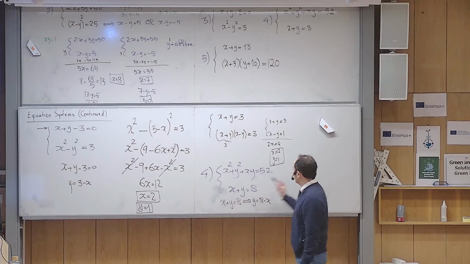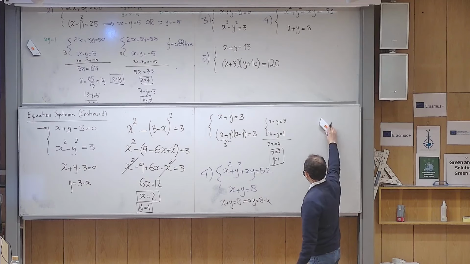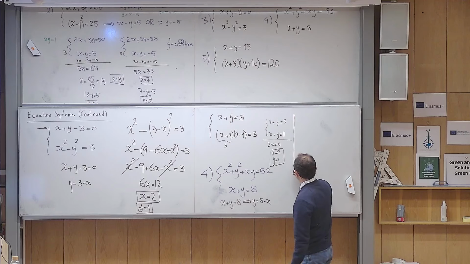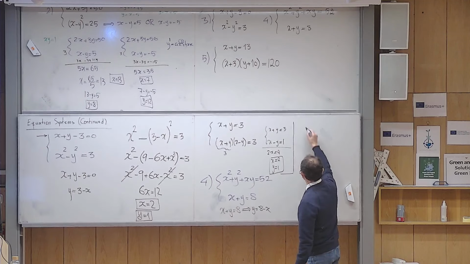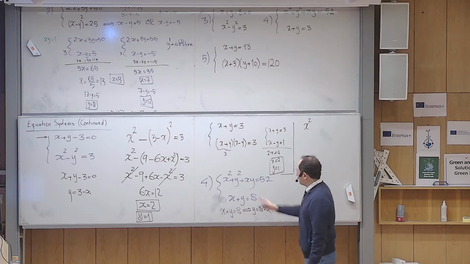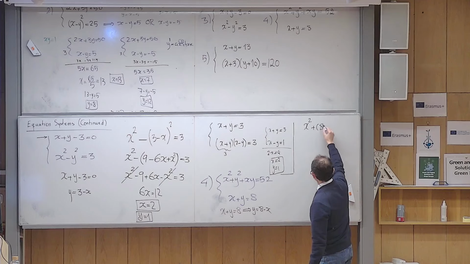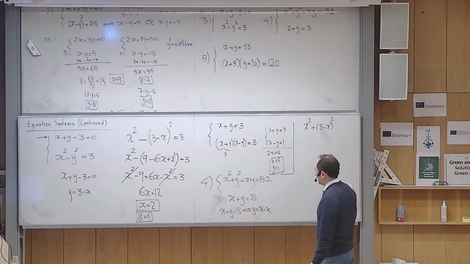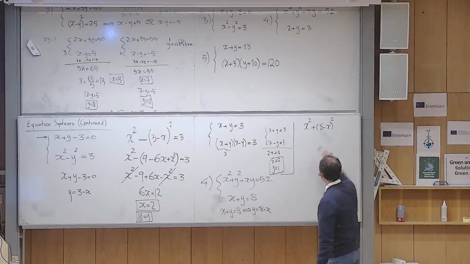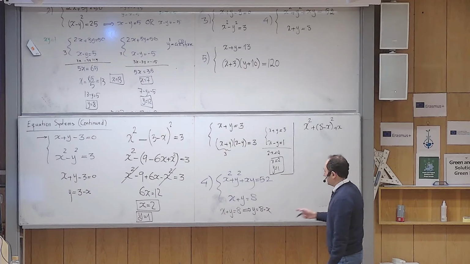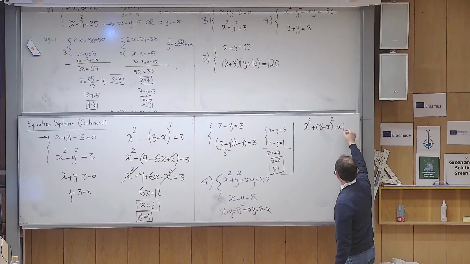So x squared is still x squared. Let me write from here. x squared is still x squared. y should be replaced, so y is (8 minus x) squared. And then plus x, y should be again replaced by 8 minus x, is equal to 52.